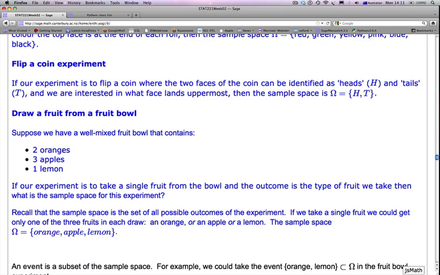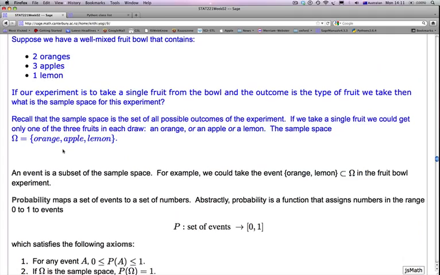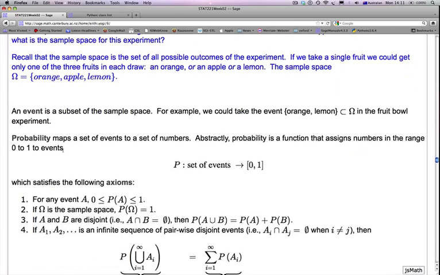Draw a fruit from a fruit bowl experiment. Suppose we have a well-mixed fruit bowl that contains 2 oranges, 3 apples, and 1 lemon. If our experiment is to take a single fruit from the bowl, and the outcome is the type of fruit we take, then what is the sample space for this experiment? Well, the sample space clearly is capital omega is orange, apple, or lemon. So we'll return back to these examples in the sequel.